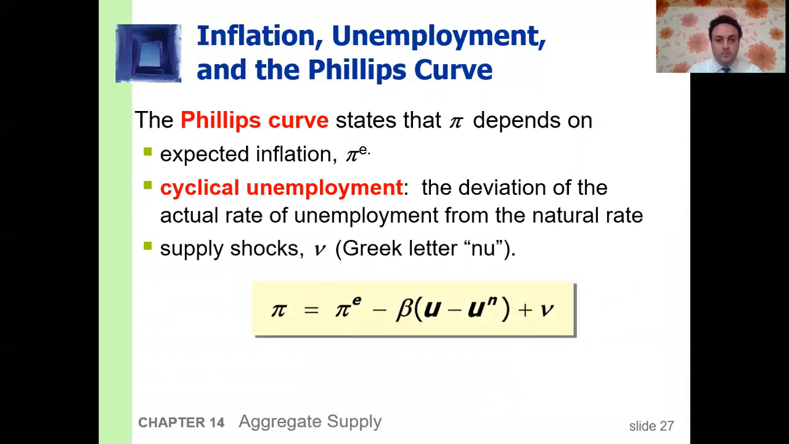So this is the equation of the Phillips curve, and what it states is that inflation depends on, as you can see: inflation equals the expected inflation, minus beta, a positive parameter, multiplied by the unemployment minus the natural rate of unemployment, plus the supply shock.